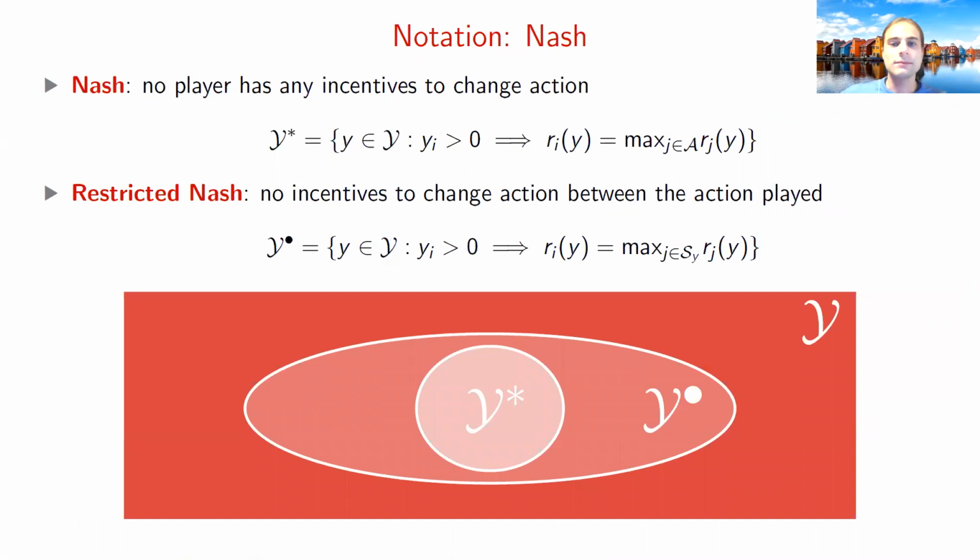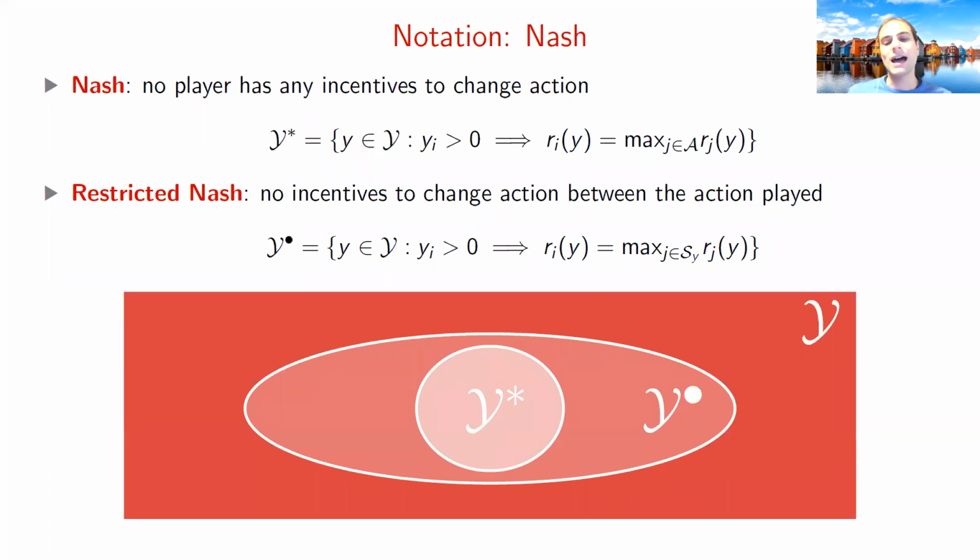Before presenting the results, we need some further notation. In particular, we need to define what the Nash equilibria of the game are. The Nash equilibria are configurations in which no player has any incentive to change action, which means basically that everyone is happy with their choice because it is the choice of action that maximizes the current reward. So basically, all the actions that are played give the maximum reward in the current configuration.